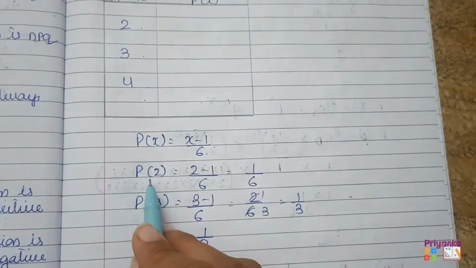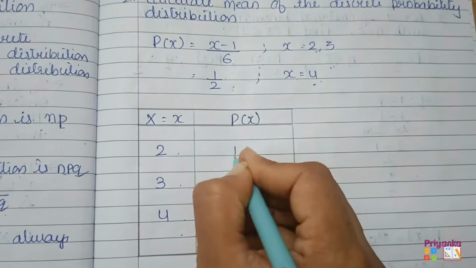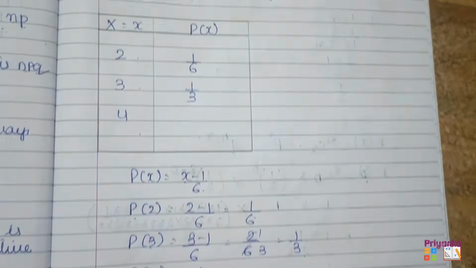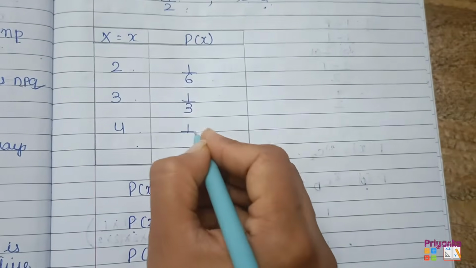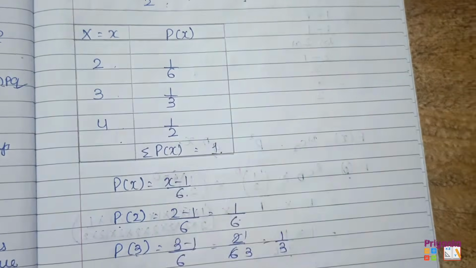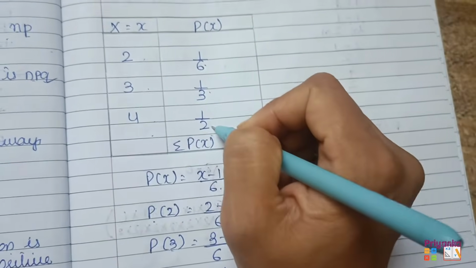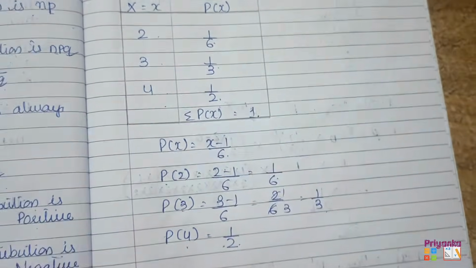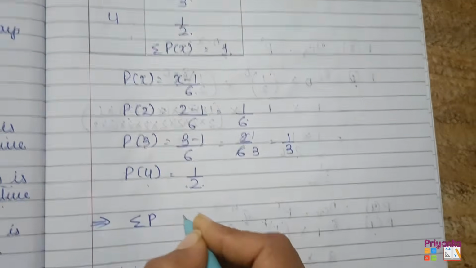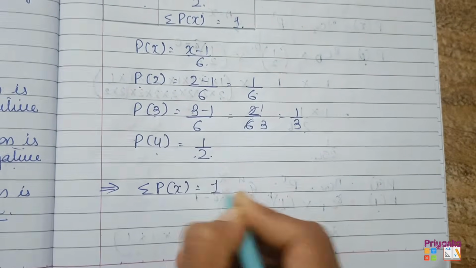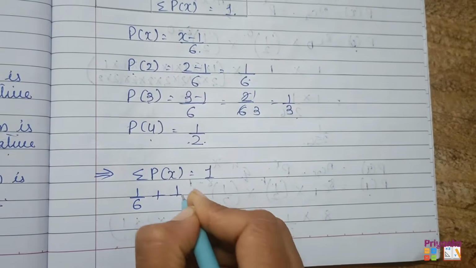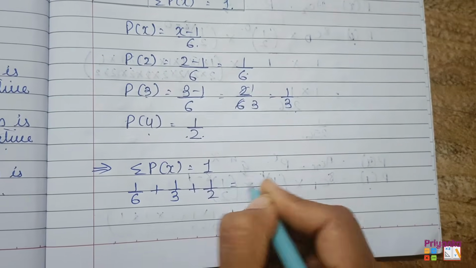So let's take all the values. For p of 2, we'll write down 1 upon 6. For p of 3, we'll write down 1 upon 3. And for p of 4, we'll write down 1 upon 2. Now here we need to get the total sigma p of x, and it should be 1. Here you can see the denominator is totally different in each equation, so let's take all of them together. Sigma p of x equals 1, where I will take all these values: 1 upon 6 plus 1 upon 3 plus 1 upon 2 equals 1.